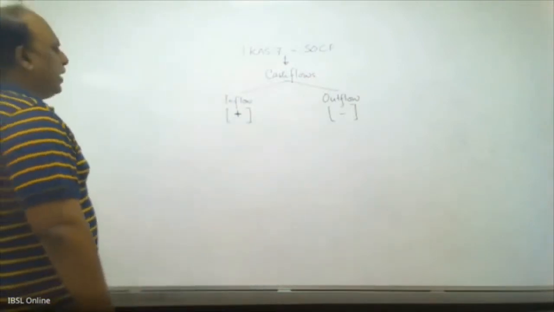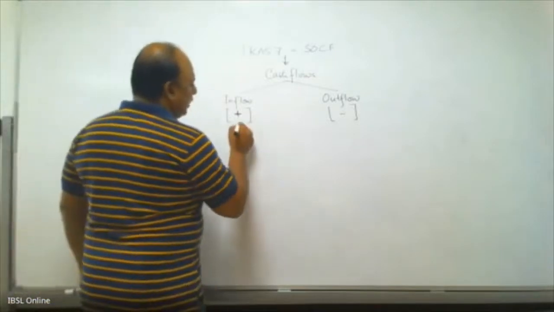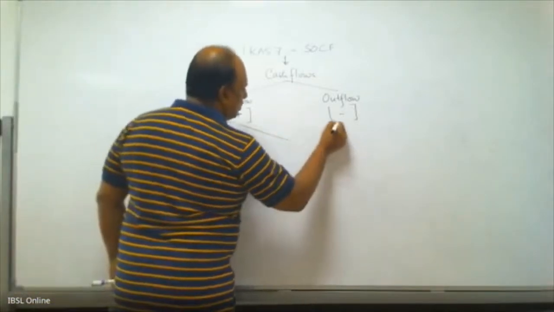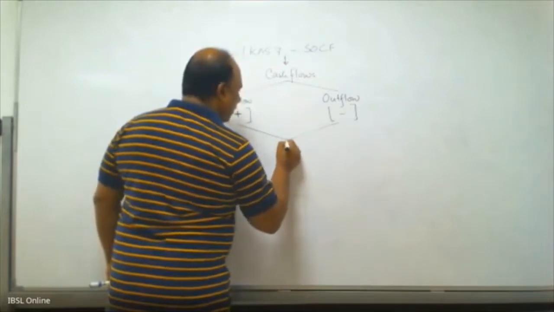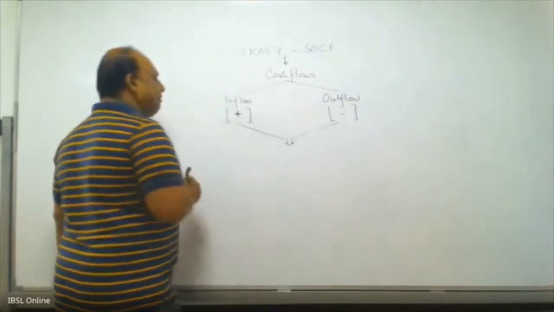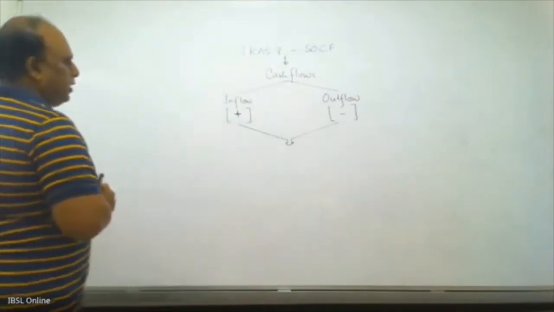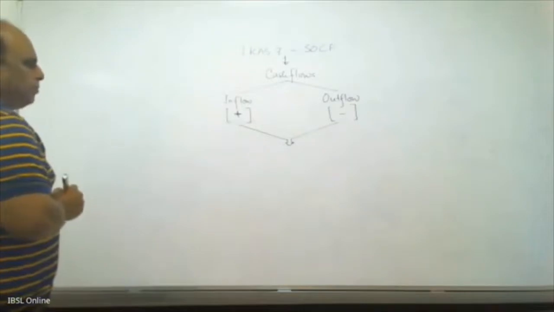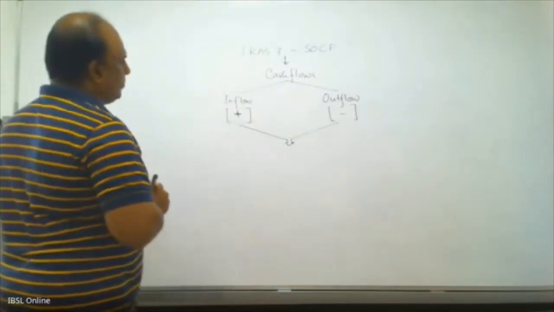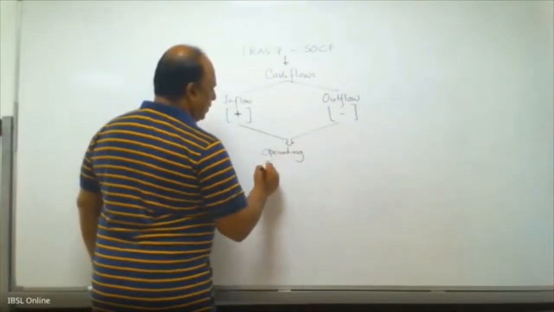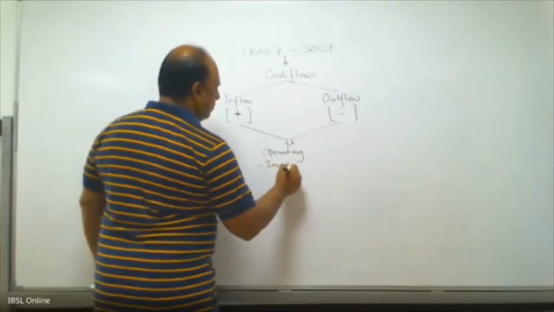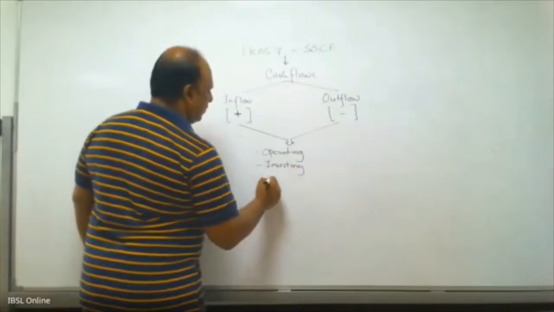And we also looked at that these inflows and outflows can be grouped into three major activities of the company. Right? What are the three activities? Operating activities, investing activities, and financing activities. Right, very good. Operating, investing, and financing.